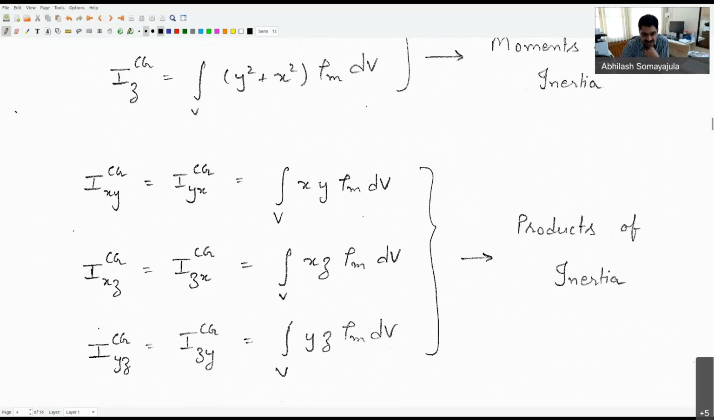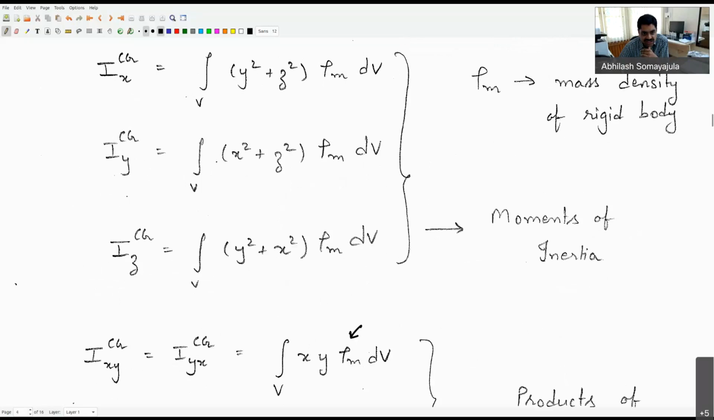Notice that in each case we are taking a volume integral and then multiplying by the effective density of that mass, and we are seeing how far the mass is located from the x-axis, from the y-axis, and from the z-axis. And those quantities allow us to compute these products of inertia and the second moments of inertia.